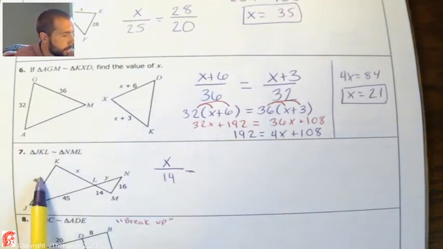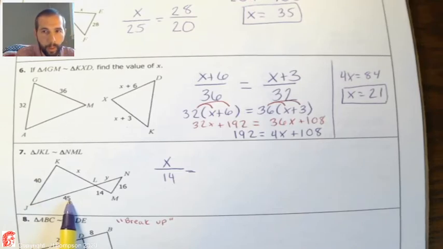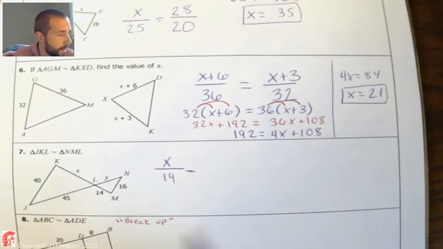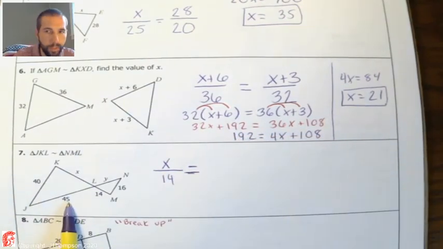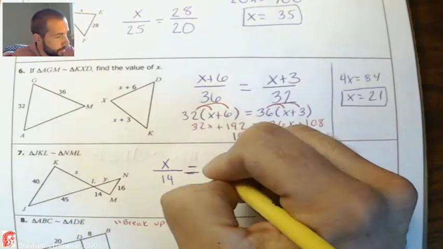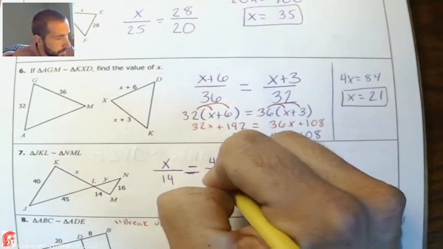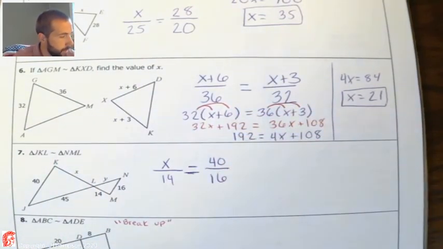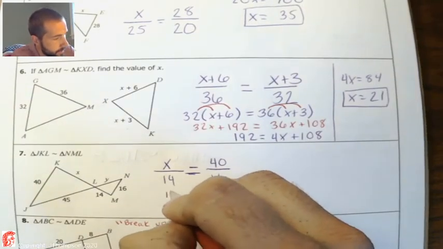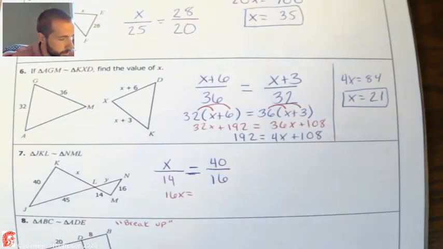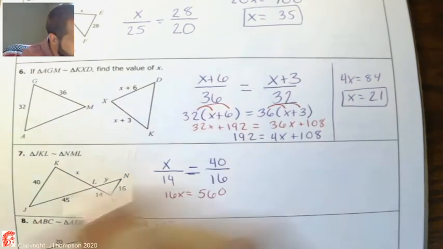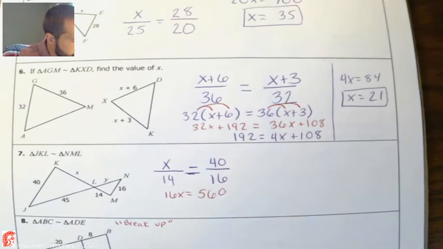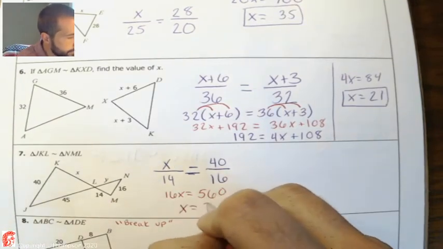And now I'm going to pick another side. If I picked 45, 45 corresponds with y, so I would end up having two variables in my proportion, which wouldn't work. So I can't choose 45 in this one. I'm going to choose the 40. The 40 corresponds with the 16. Cross multiply, and then you get 16x equals 560. And then 560 divided by 16, and you get x is 35.